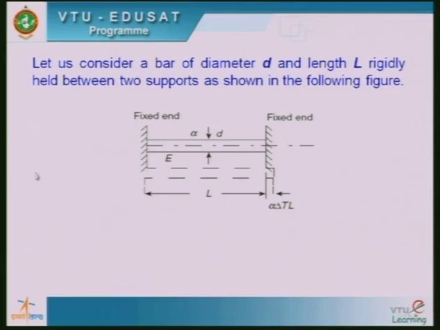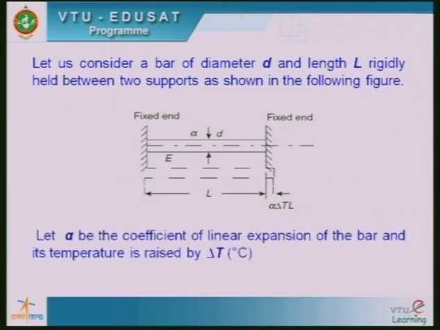Similarly, this support is very huge, so again it will not allow this rod to move in this direction. That is what we mean by rigid supports, meaning they do not undergo any deformation. Now L is the length of the bar, E is the modulus of elasticity, d is the diameter, and alpha is the coefficient of thermal expansion, that is, linear expansion or contraction.